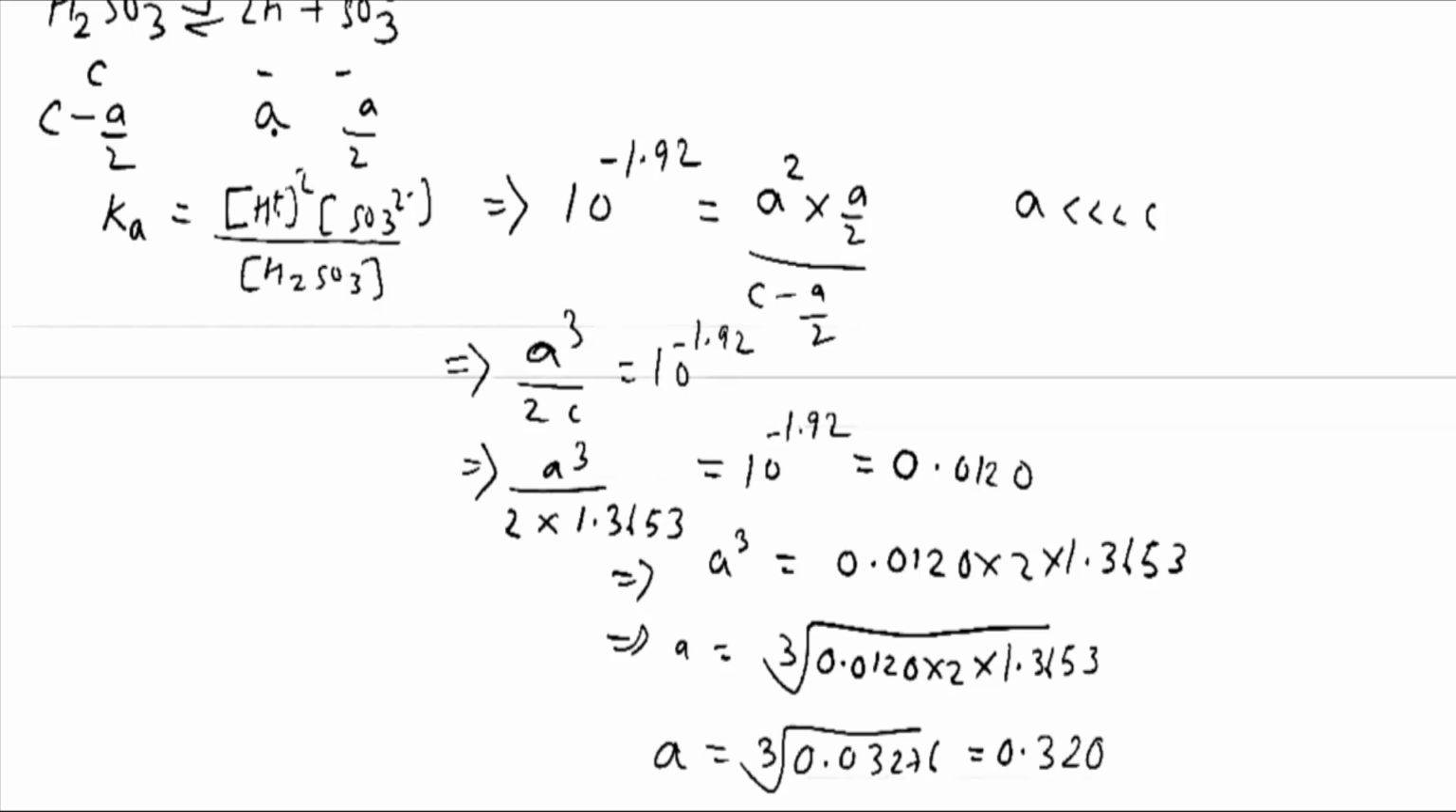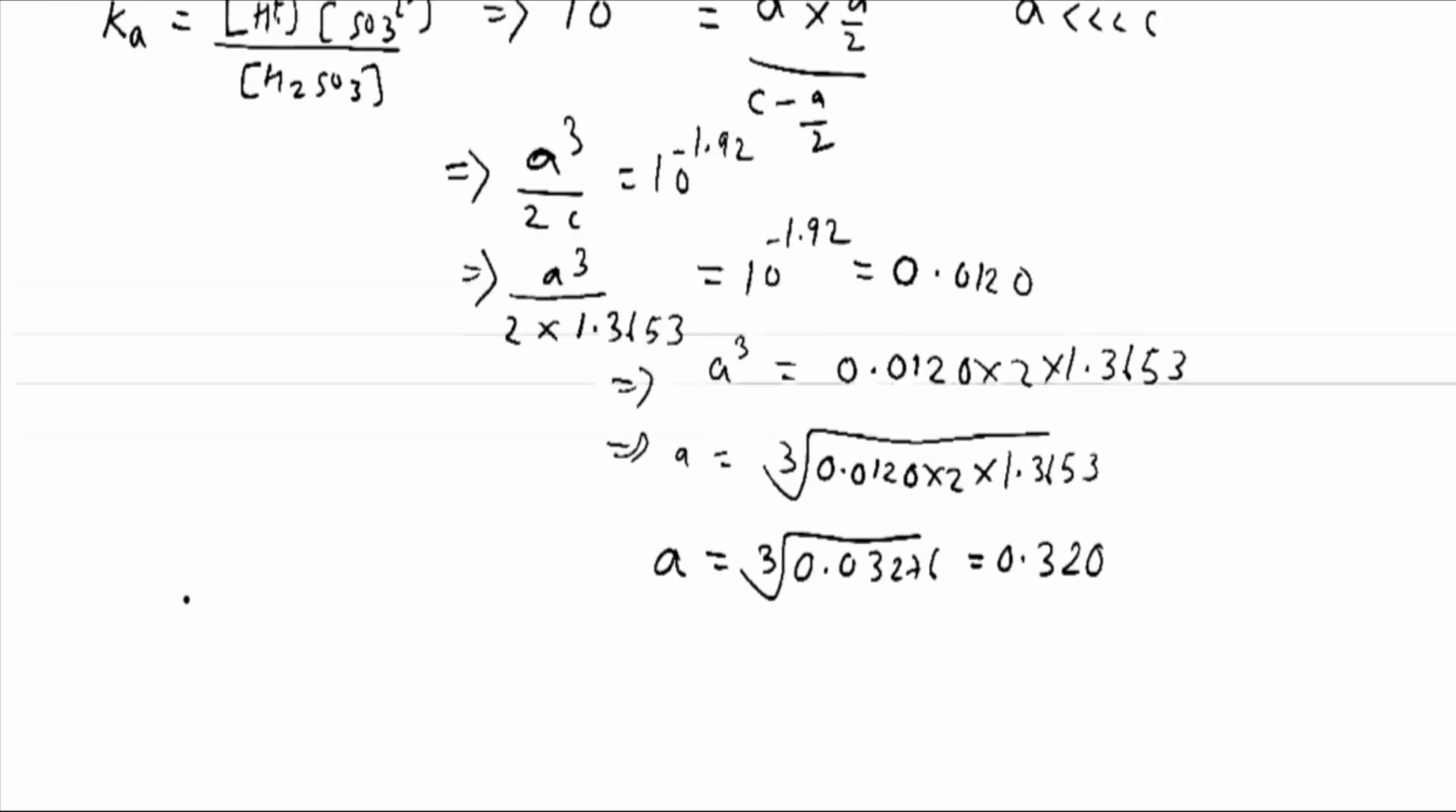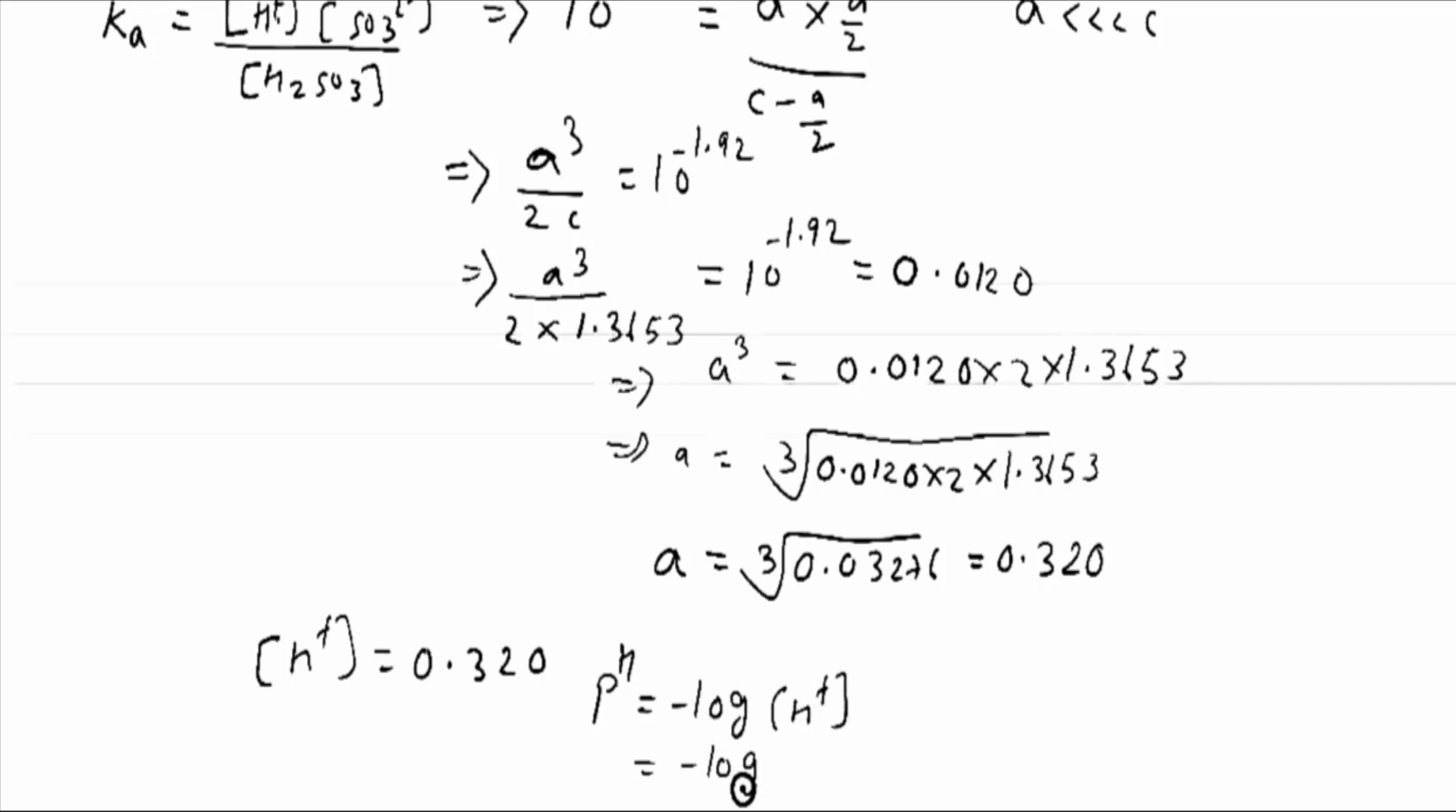It is nothing but the concentration of hydrogen. So the H plus ion concentration is equal to 0.320. We have to find the pH in the question, so easily we can find it now. pH is equal to minus log of H plus, that is minus log of 0.320. It comes out to be 0.49. So this is our answer.